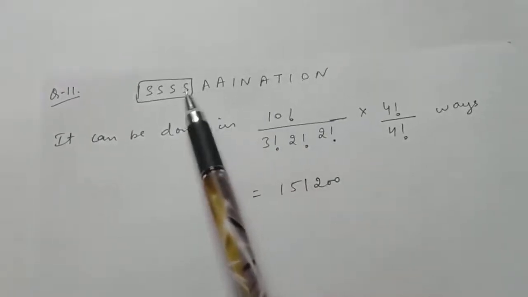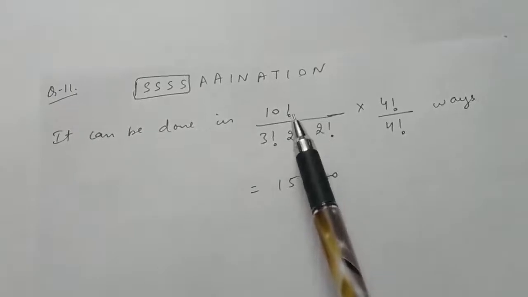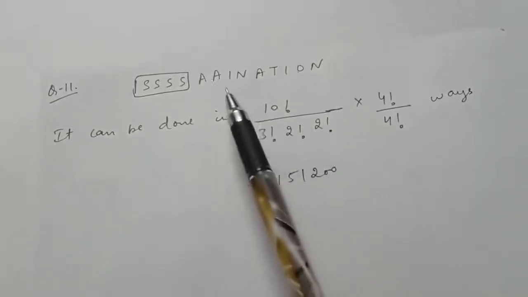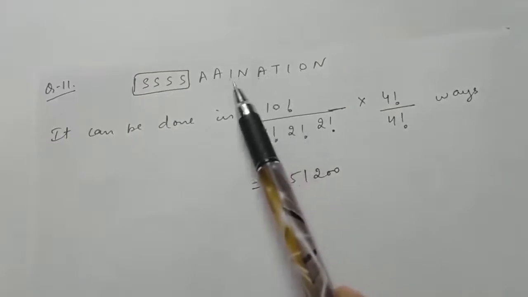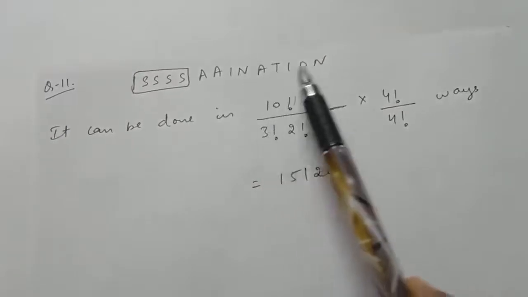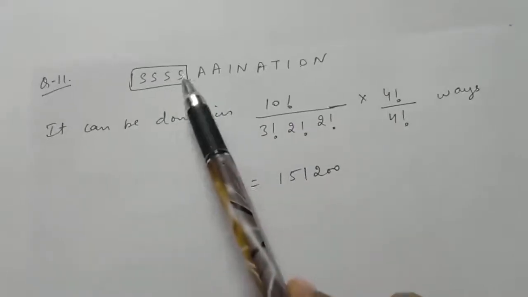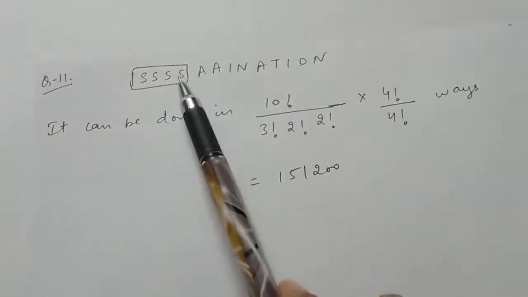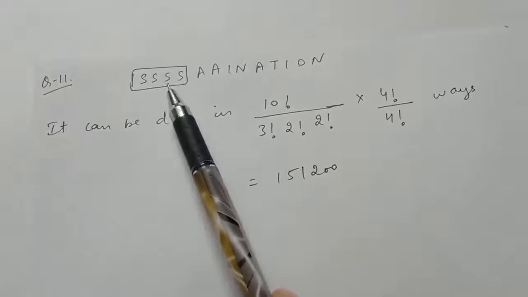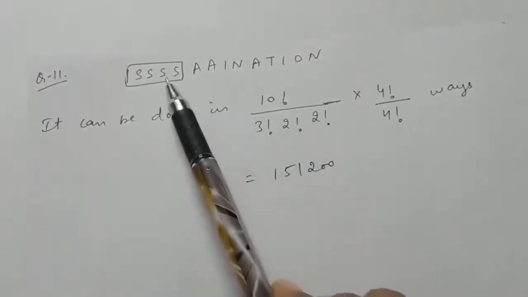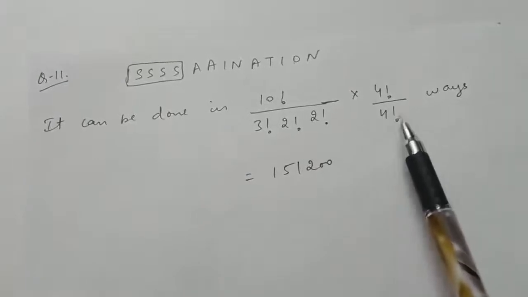Now we have in total 10 letters which can be arranged in 10 factorial upon this. Why? Because A is repeating 3 times, I is repeating 2 times and N is repeating 2 times. Into the letter which we considered as 1 contains 4 S, which can be arranged in 4 factorial upon, because S is repeating 4 times, so upon 4 factorial.